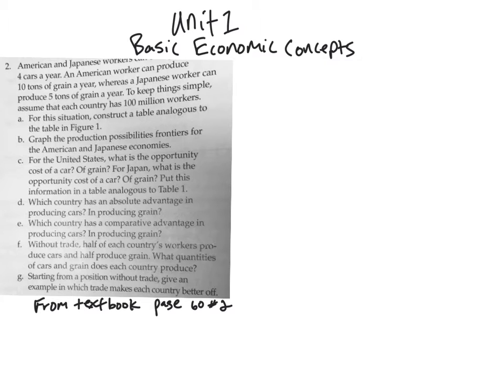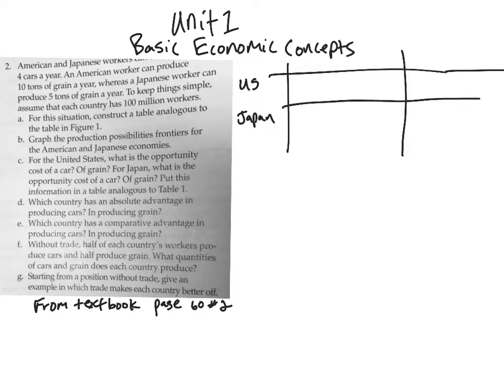All right, so we'll work this problem together. First, we're going to start making this table. We'll say that this is the U.S. and this is Japan, and they each have the ability to make these 2 types of goods. We'll call the first good grain, and the second good we'll call cars. So we have cars and grain and cars.